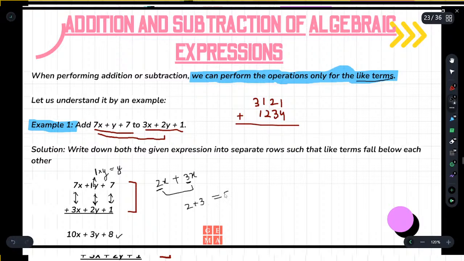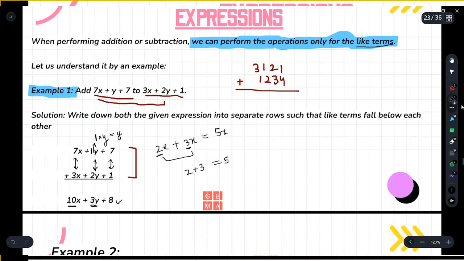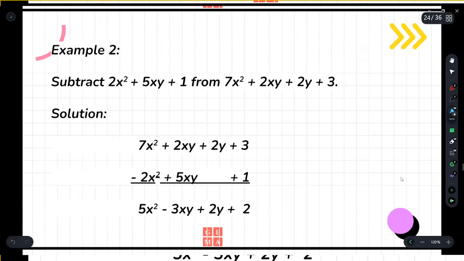So the answer will be 5x. Now the same as what we did here: 1 plus 2 is 3. So the answer is 3y. Moving on to next, 7 plus 3 is 10. That's why it will be 10x. Now we have got our answer. The answer is 10x plus 3y plus 8. Let's move on next. Example number 2.